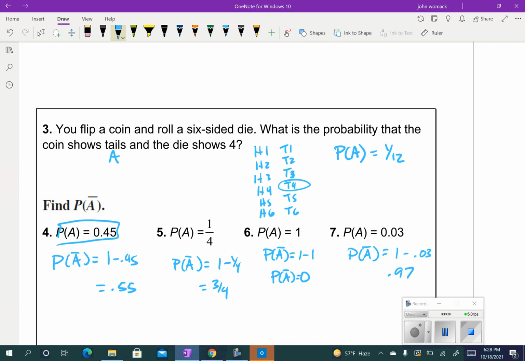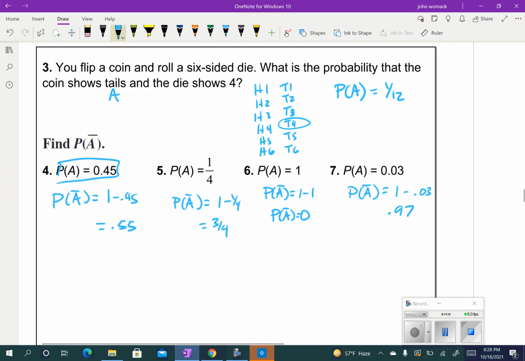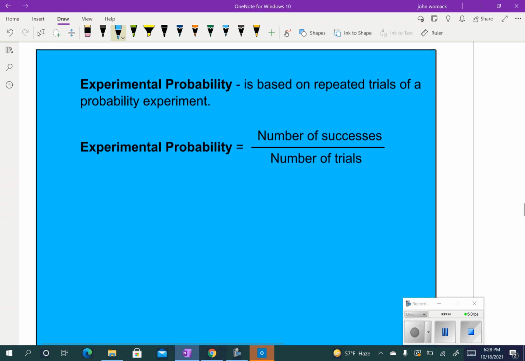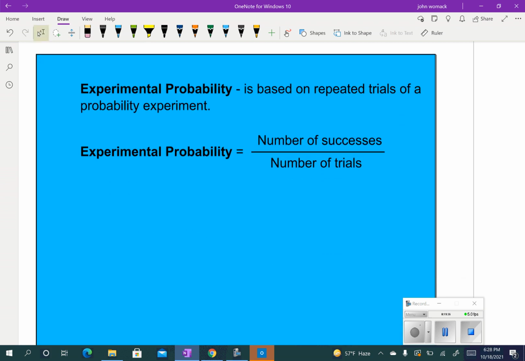Okay, so if you know the probability of an event happening, you can find the probability of the complement of that event happening. Now, experimental probability. So what we've been doing is theoretical probability. Experimental probability is different. It's based on repeated trials of a probability experiment. So instead of saying, a dice has 6 sides, what's the probability of getting an even? Well, it'd be 3 out of 6, right? 3 evens out of 6 possible outcomes.